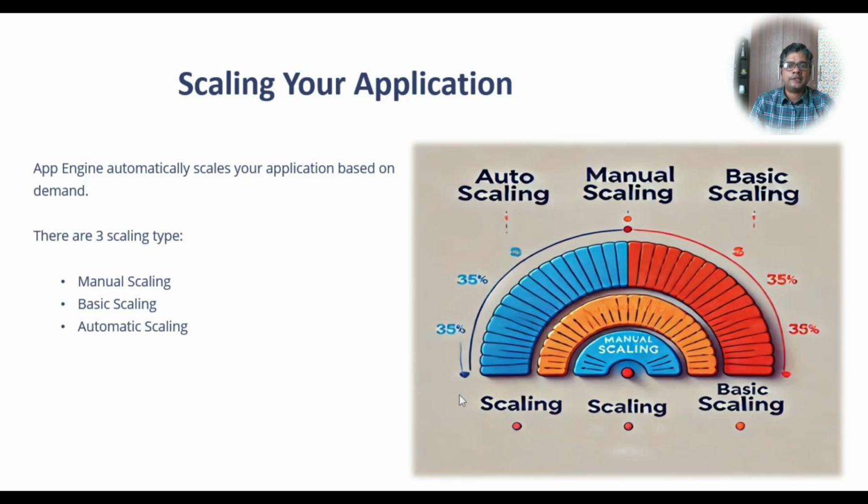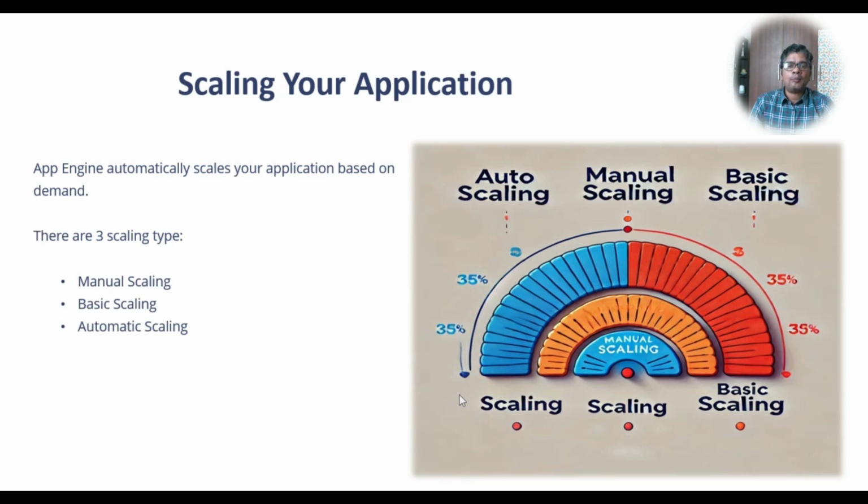Scaling your application. App Engine automatically scales your application based on the demand. The scaling type determines how many instances are provisioned in relation to the incoming traffic to your application. There are three types of scaling available: manual scaling, basic scaling and automatic scaling.